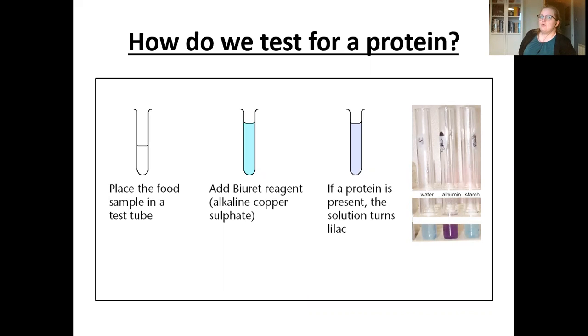As you can see, we've got water, albumin, starch here. The albumin has got protein in it, and so it will just turn from a blue to a purple colour.